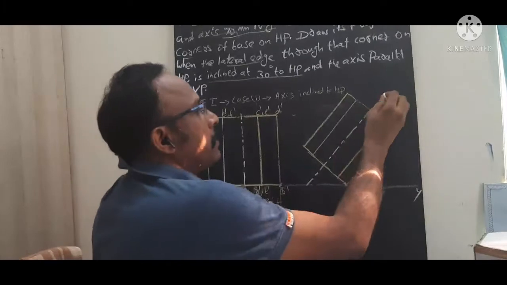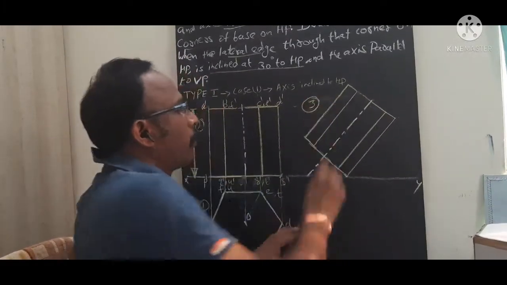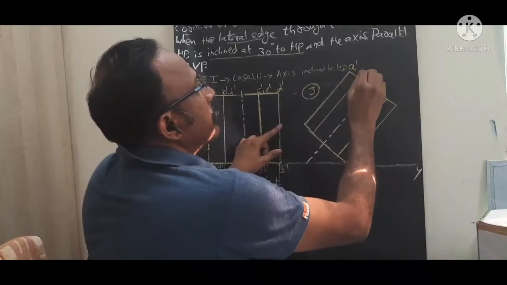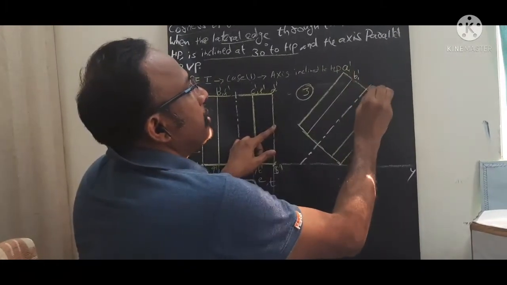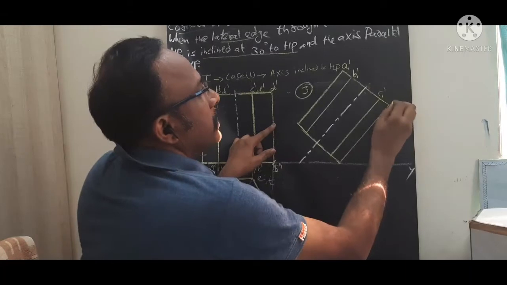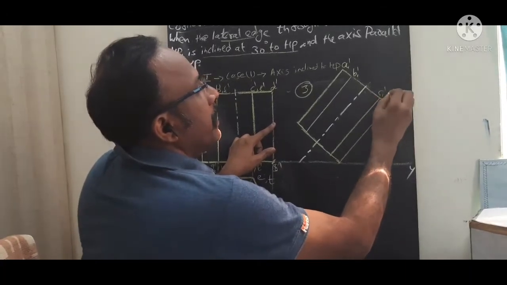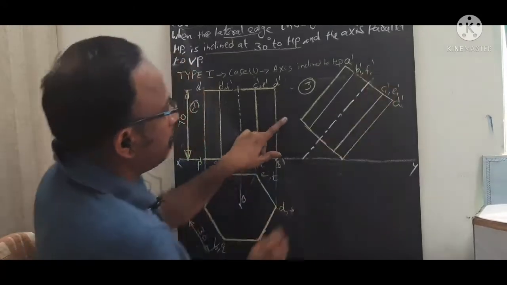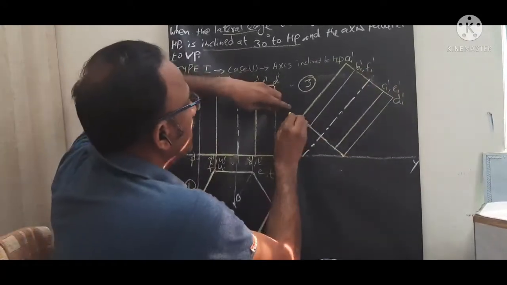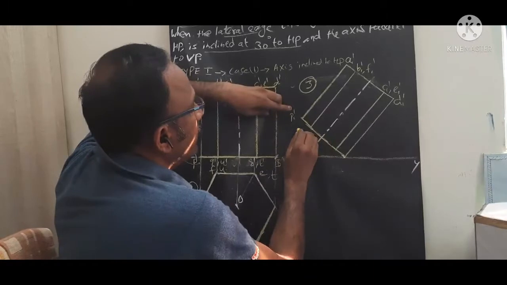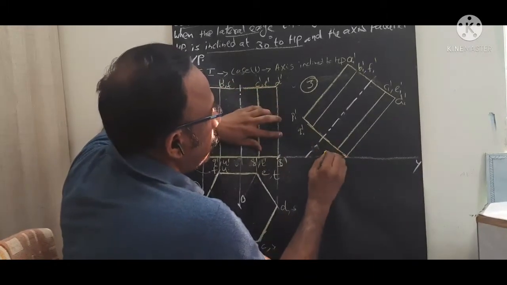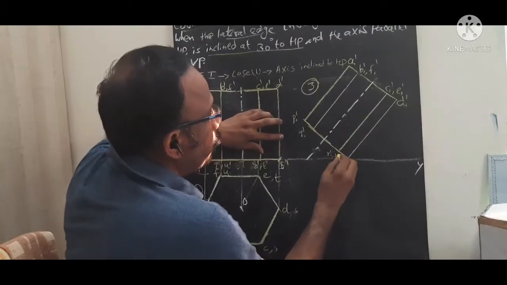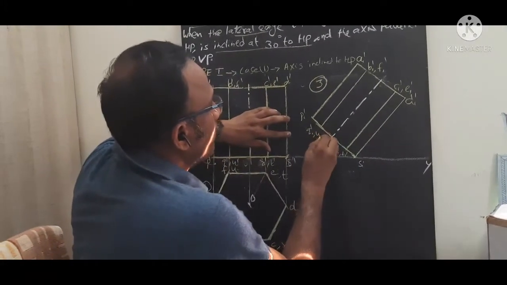This is step number 3. Now I am going to mark the points. The top points as A1 dash, B1 dash, C1 dash, D1 dash, again E1 dash and F1 dash. Similarly for the bottom corner points, P1 dash, Q1 dash, R1 dash, S1 dash, T1 dash and U1 dash.